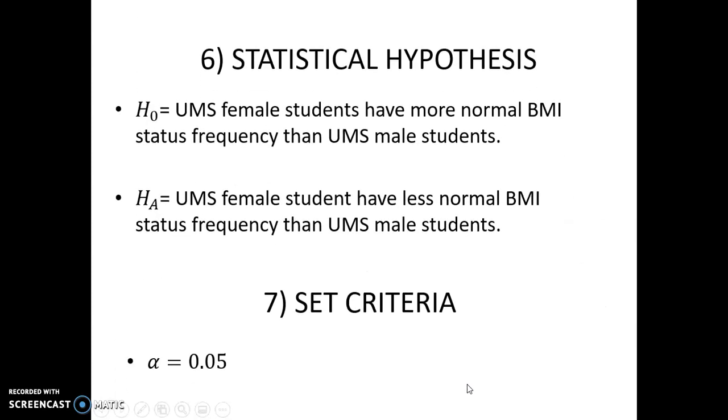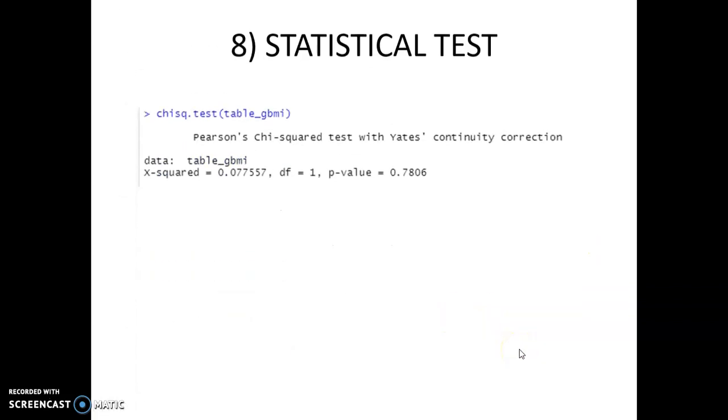So we continue to the statistical hypothesis. For the null hypothesis, the UMS female students have more normal BMI status frequency than the UMS male students, while the alternative hypothesis is that the UMS female students have less normal BMI status frequency than UMS male students. And then the criteria is set at alpha 0.05. We continue to the statistical test. This statistical test, which is the chi-square contingency table, we test it in R.